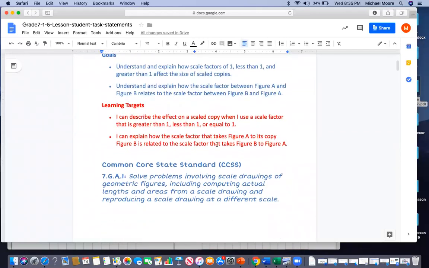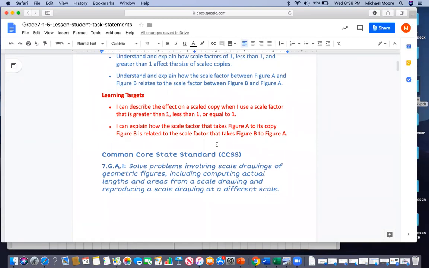So keep in mind, the learning target is to be able to describe the effect on a scaled copy when I use a scale factor that is greater than 1, less than 1, or equal to 1. I can also explain how the scale factor takes one figure, figure A, to the copy, figure B, as it relates to figure B and figure A. So just being able to explain how the reciprocal works with figure A and B.